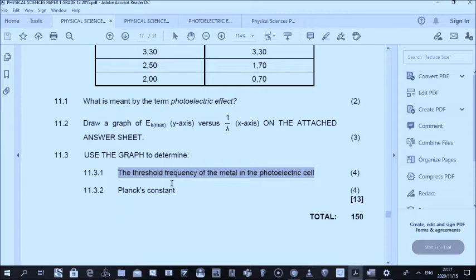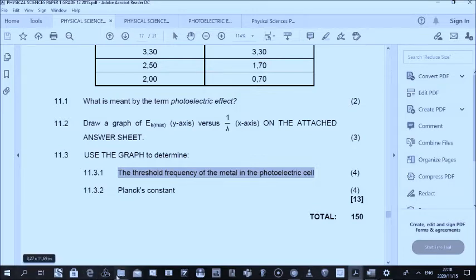The threshold frequency is the minimum frequency required for light to emit electrons. So it means it's the lowest frequency when the very first photoelectron is emitted. So you would extrapolate your points.